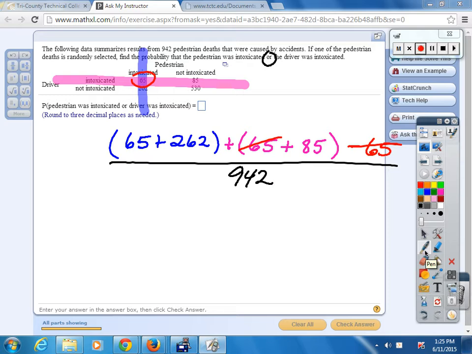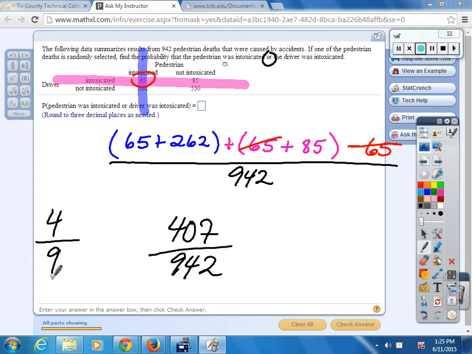And let's see. We could say these two guys right here, 65 plus 262 is what? 327, right? So 327, 327 plus 85 is what? Somebody help me out. Is it 412? Thank you. 412 over 942. Well, that's going to be 400 over 900.